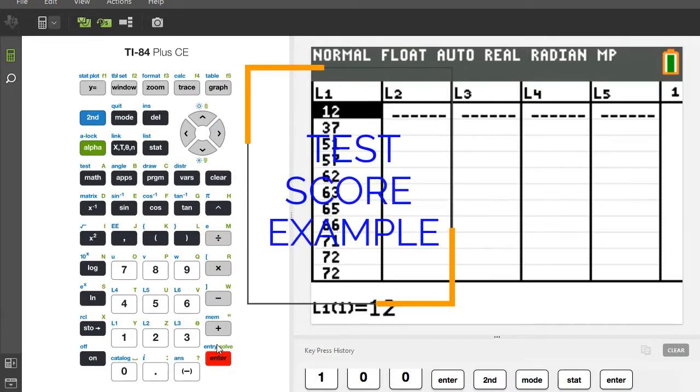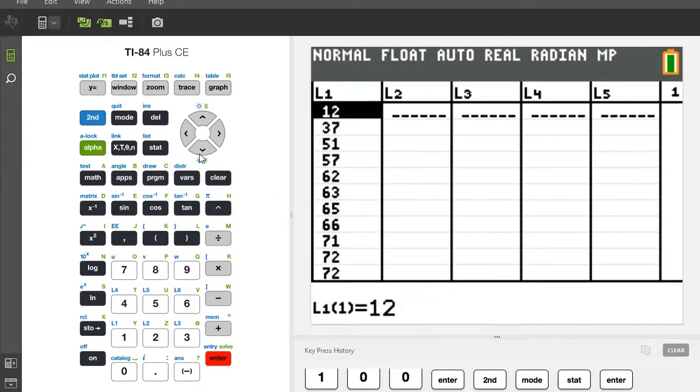I've also typed in the 29 observations that we had for the test scores. So ranging from 12 to 100. So the range was 88. We calculated Q1 to be 66, median to be 76, Q3 to be 88.